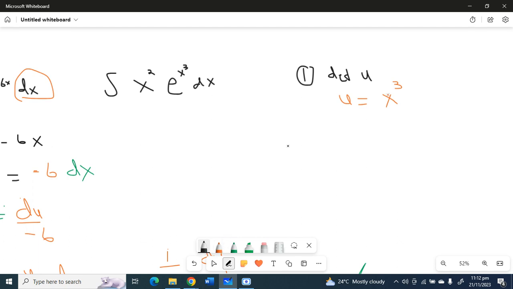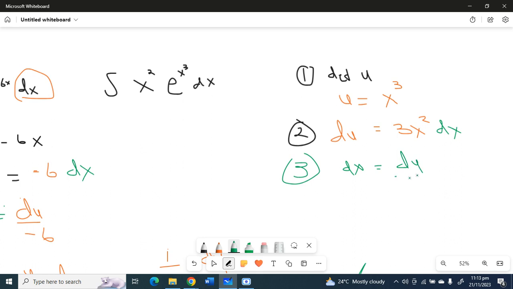Step 2, we need to derive u. So if we derive u, we say du equals 3x squared. After you derive, always put in dx. Then step 3, you need to make dx the subject of the formula. So in this case, to make dx the subject of the formula, we divide both sides by 3x squared. So dx equals du over 3x squared.